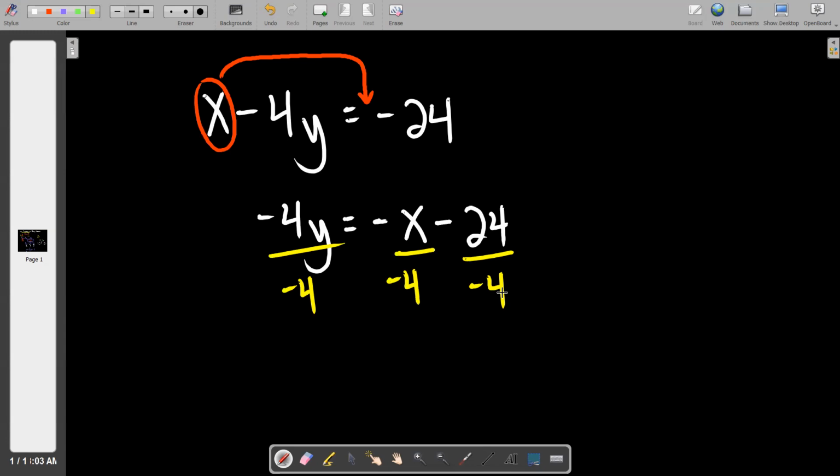Guys, cancel out the -4s. What'd you get? Purple. Yeah, you got the hard part. I get a lot of questions about this part that's about to happen. Here it goes. Y equals.